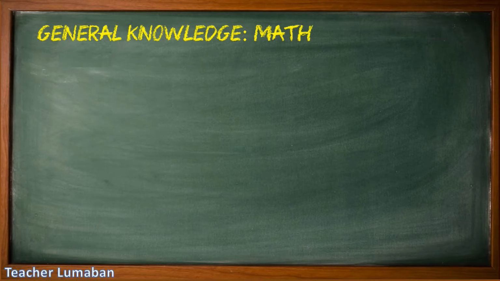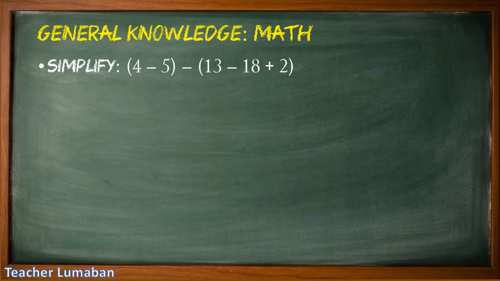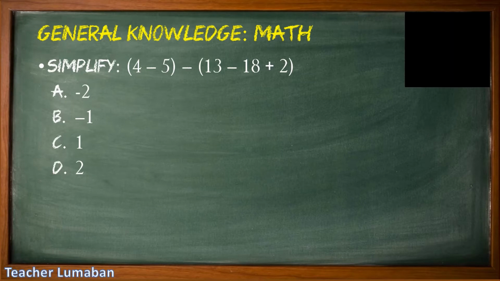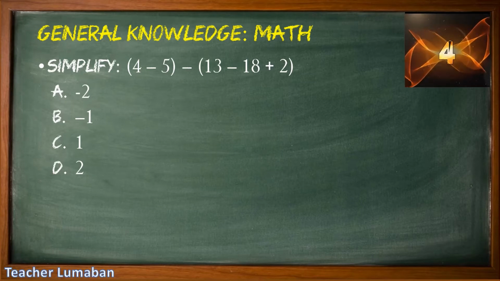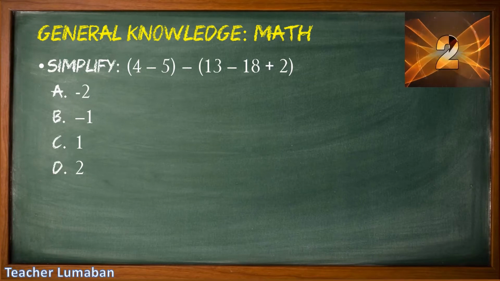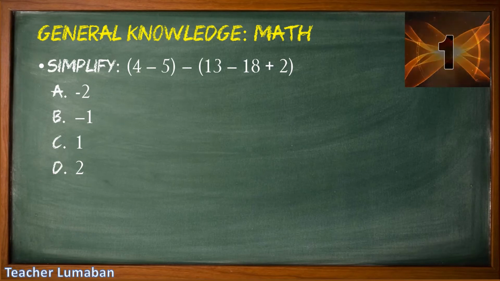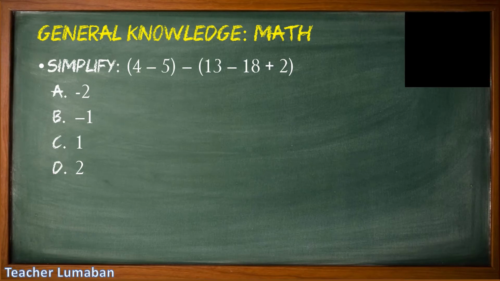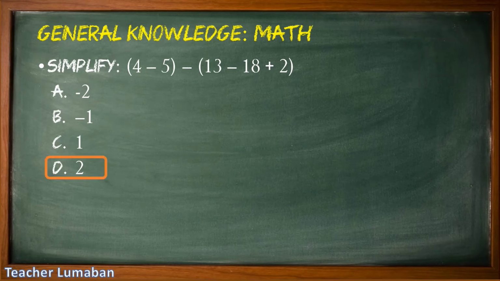Simplify: 4 minus 5, minus 13 minus 18 plus 2. Letter A: negative 2. Letter B: negative 1. Letter C: 1. Letter D: 2. Please answer in 5, 4, 3, 2, 1. The correct answer is letter D, 2.